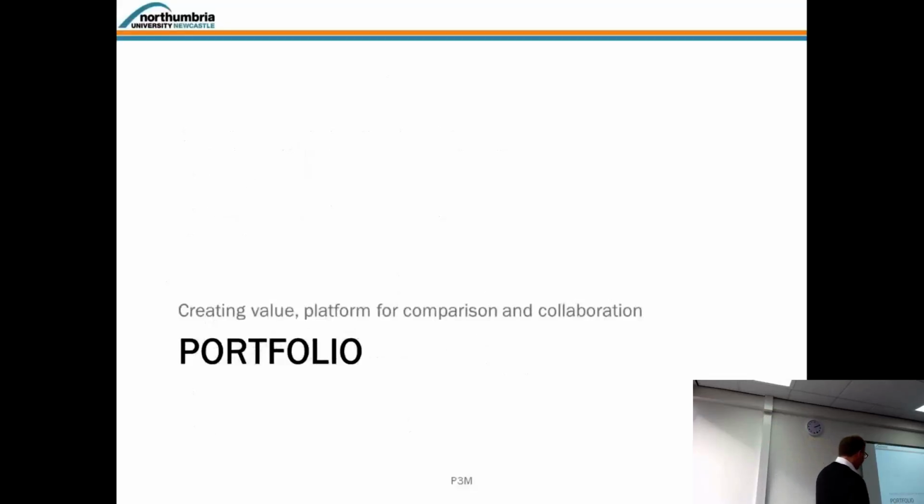So what is a portfolio? Creating value, a platform for comparison and collaboration. And here a portfolio is often sitting within a company. This is important to recognize.